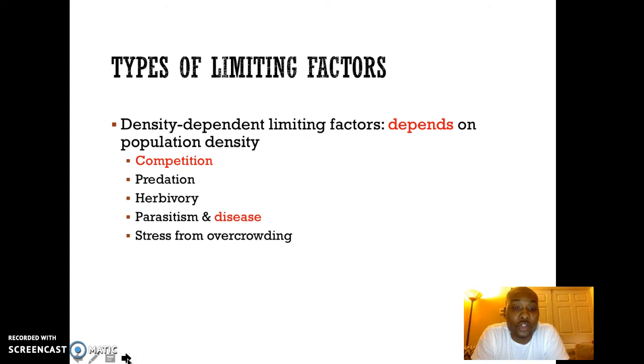And then we also have stress from overcrowding. If there are too many of these organisms, that creates a lot of crowding. The resources are going to be very limited, and they're going to be stretched. So we would refer to this also as a density dependent limiting factor.